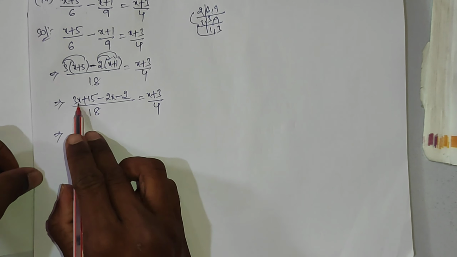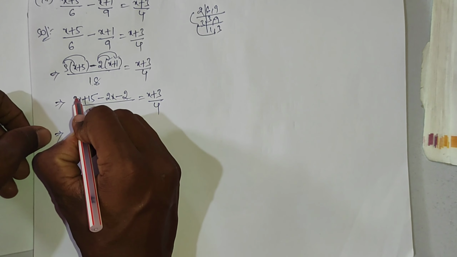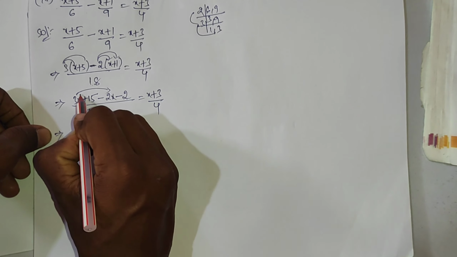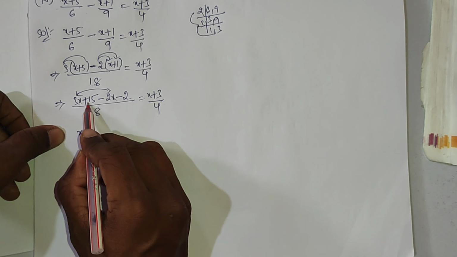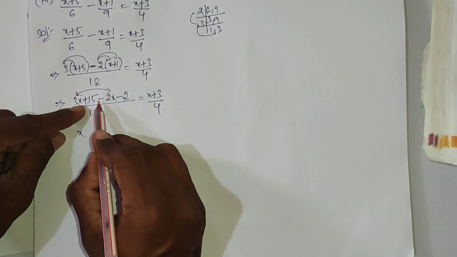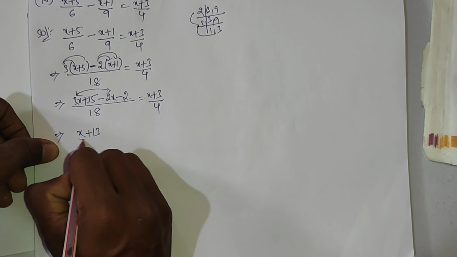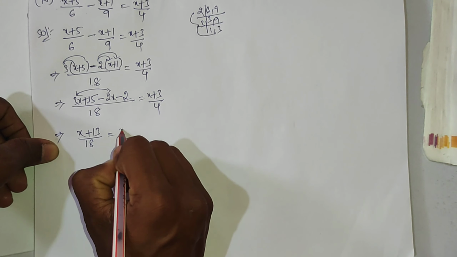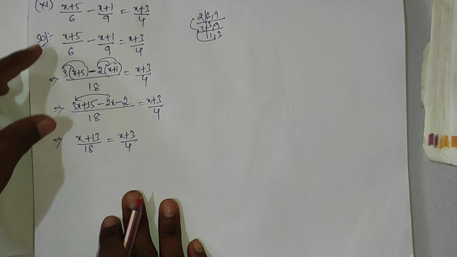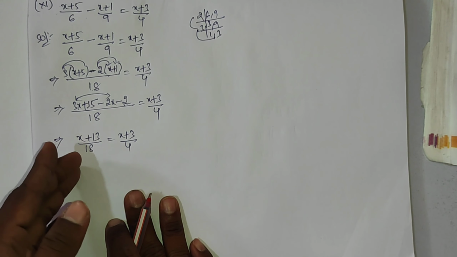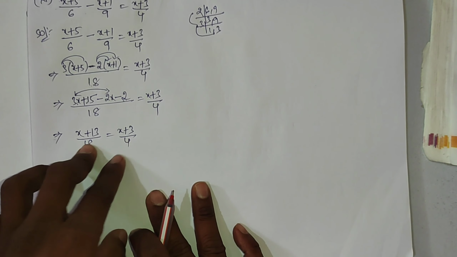Now, we have like terms here. 3x and 2x, and constants 15 and 2. I am combining the variables first. 3x minus 2x is nothing but 1x or x. Now constants. Plus minus means subtraction, so 15 minus 2 is what? 13. Nothing but (x+13)/18 is equal to (x+3)/4. Okay. So we have reduced from 3 terms to 2 here, LHS side and RHS side. Again, we have to find the value of x. Again, we have to reduce this one.